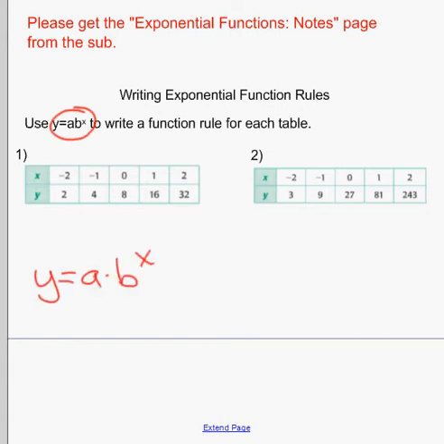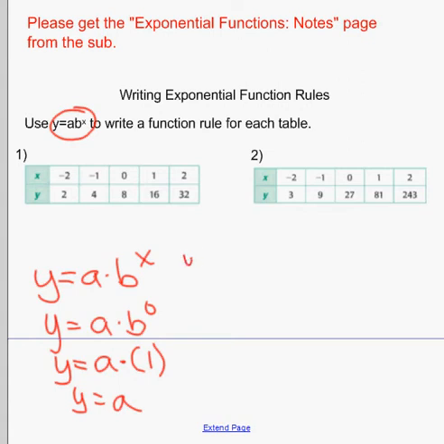Now before we start, I want to show you something. If x is 0, and I plug in 0 for x, b to the 0 is really 1. So this gives me a times 1. And you know that a times 1 is really a. So basically what this is telling you is that when x equals 0, y is always equal to your a value. So the a value should be the easy part to identify.